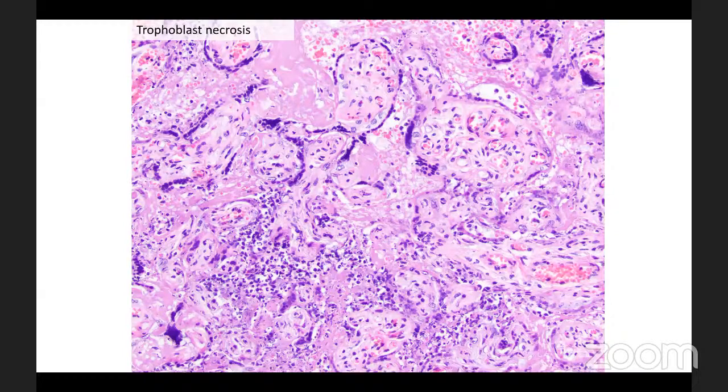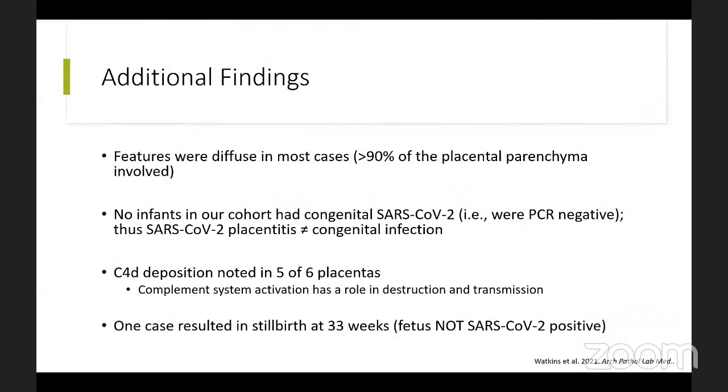And then the last major feature that we see with SARS-CoV-2 placentitis is trophoblast necrosis. And so in this picture, we actually see all three features pretty nicely. We have the histiocytes within the intervillous space, we have the fibrin deposition, and then we also start to see sort of smudgy syncytial trophoblast in the background and basically early evidence of necrosis of the syncytial trophoblast and cytotrophoblasts around the villi. We also had a few additional findings in our paper.